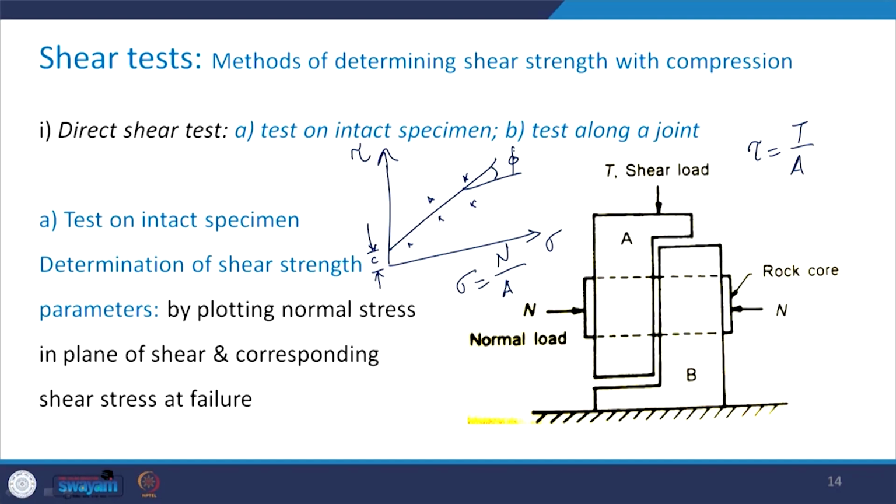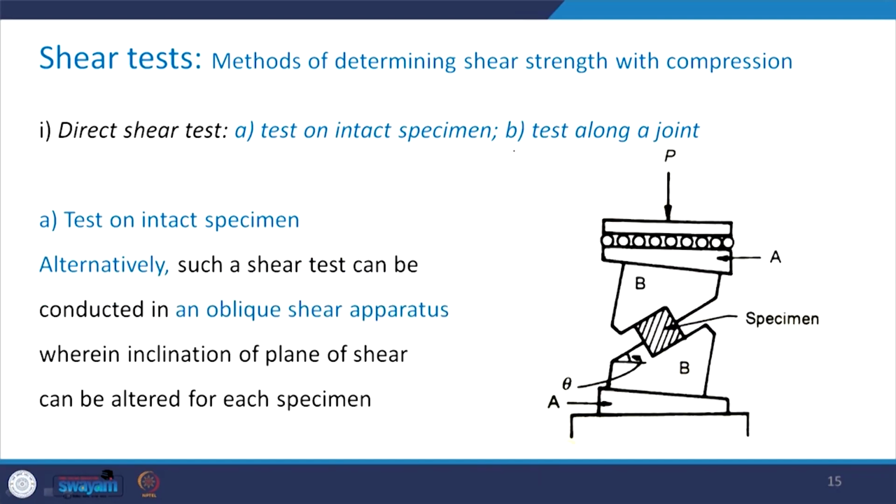So, this is how we can interpret the results from the direct shear test conducted on an intact specimen of rock. Another category of test on intact specimens of rock is the test conducted in an oblique shear apparatus. This is more common and it is carried out in the lab. So, instead of having a vertical plane of shear, here we have an inclined plane of shear.